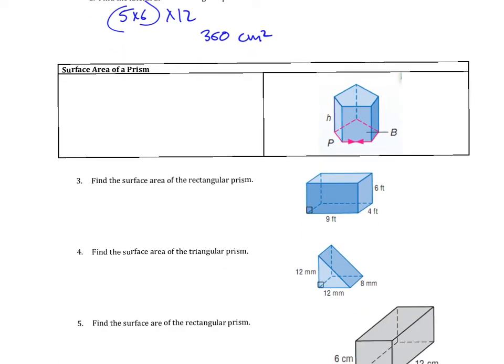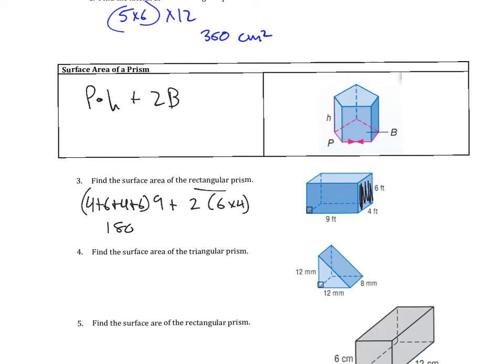Now, how does that change when I go to surface area? I do that same thing. I do perimeter times the height, but then I add the area of the two bases. So here, if I figure out the surface area, I'll consider this square to be the base. So my perimeter is going to be 4 plus 6 plus 4 plus 6 times 9. Okay? So that's going to be 10, 20, so that's going to be 180. Plus twice the area of the base. The area of the base is just 6 times 4. So plus 48. So that answer is going to be 228 feet squared.